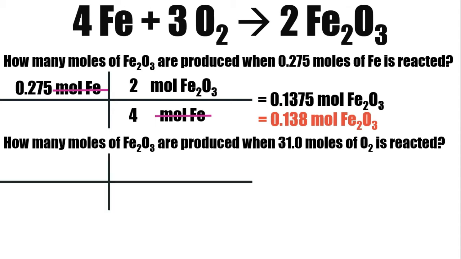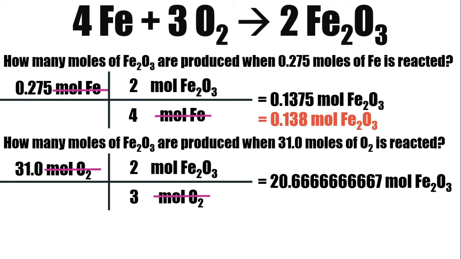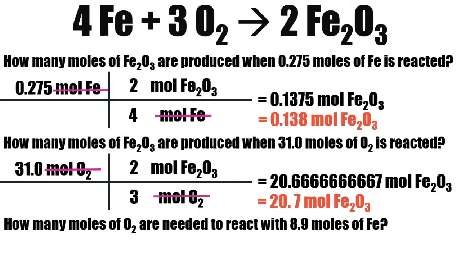Same method. Draw the table. Put the given to the upper left, then write the mole ratio using the balanced chemical equation. Cancel the units. We will now get the mole of Fe2O3. That will give us 20.66666667 mole of iron(III) oxide. Considering the number of significant figures, the final answer will be 20.7 moles iron(III) oxide. Very good.